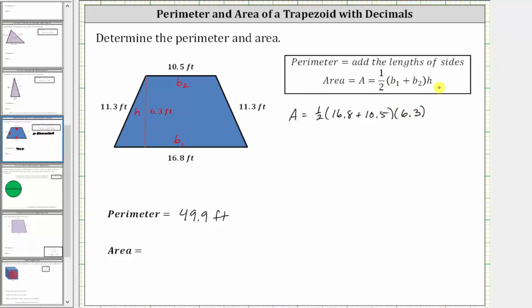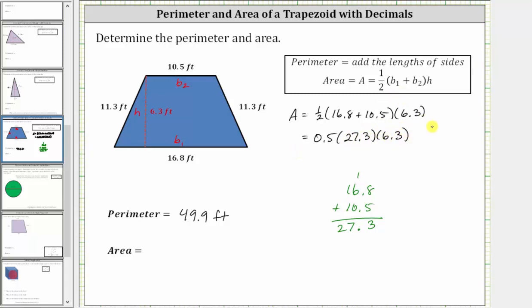And now let's begin simplifying. Let's first simplify inside the parentheses by determining this sum. We have 16.8 plus 10.5. 8 plus 5 is 13. Perform an exchange with the 1. 1 plus 6 is 7, and 1 plus 1 is 2. This sum is 27.3. And because we have decimals here, let's also write 1/2 as a decimal. 1/2 is equal to 5/10 or 0.5. So we know the area is equal to 0.5 times the sum, which is 27.3 times 6.3.